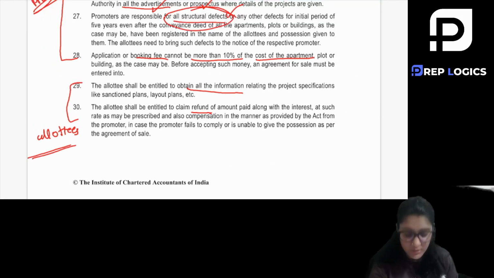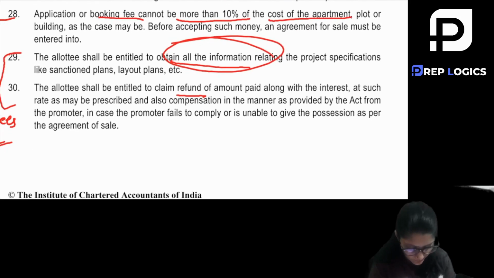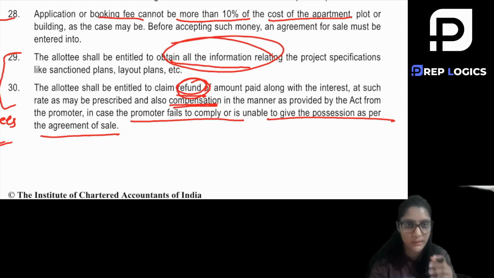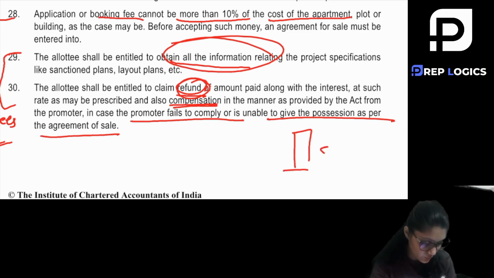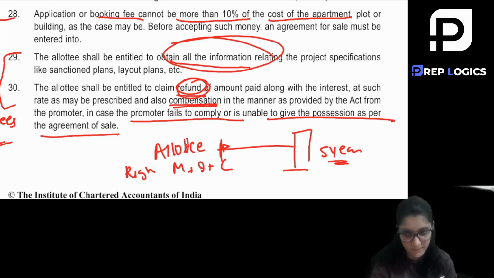Now what are the responsibilities and roles of allottees? He must get all the information; it is his duty to get all the information. It is his right also to get refunds and compensation if the promoter fails to comply or give the possession of the particular building. Suppose the builder has said, okay, I will give you possession after 5 years, but after 5 years he is unable to give the possession. Then the allottee has the right to obtain his money plus interest plus compensation.